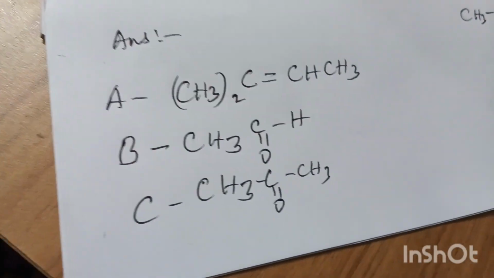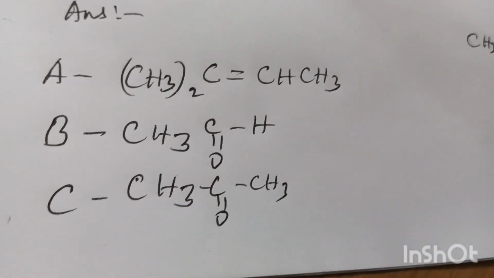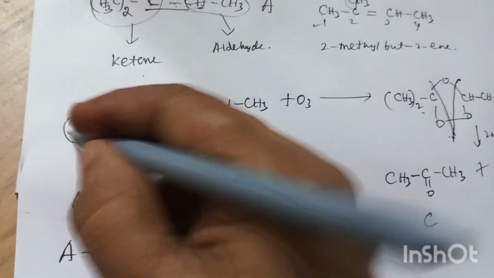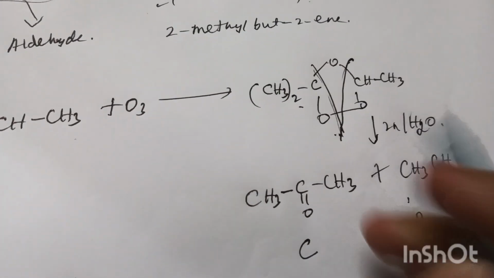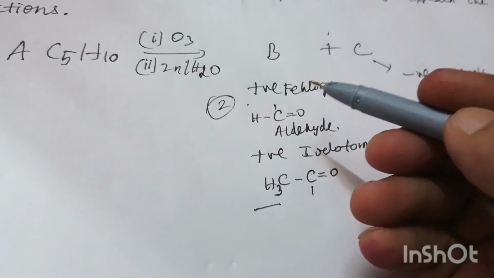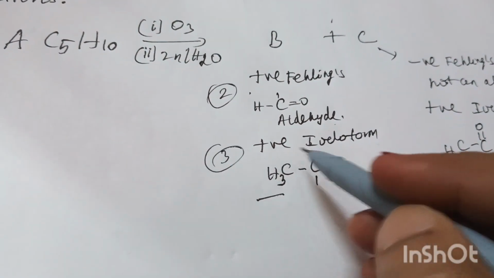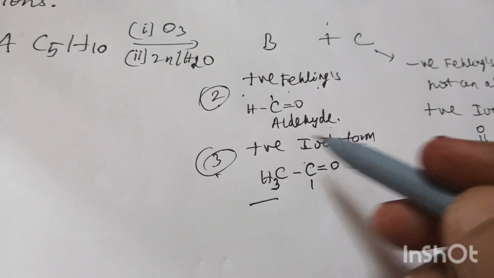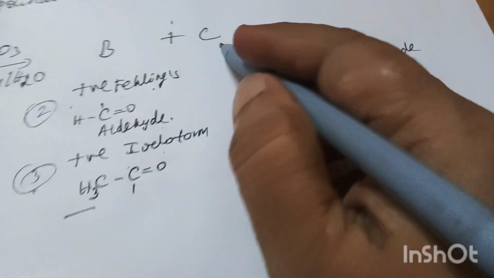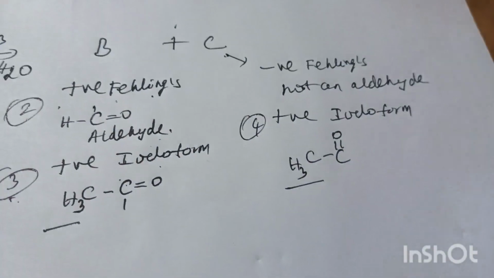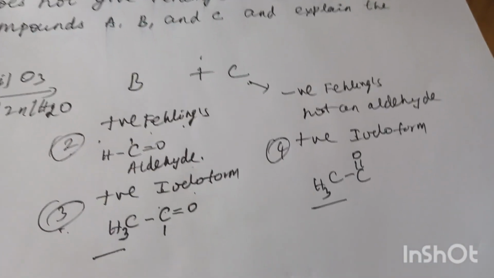Now we have to write and show all the reactions. First, the ozonolysis reaction. The second reaction is that B gives a positive Fehling's test. Third, B gives a positive iodoform test. And in the case of C, with Fehling's there is no reaction, but with iodoform there is a reaction. So four reactions must be written.